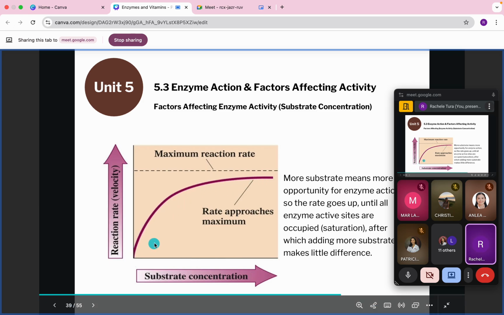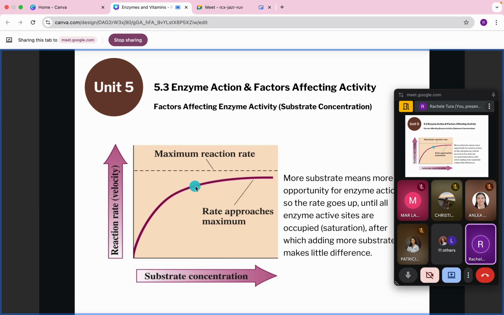That's why it's increasing. But there comes a point where the enzyme molecule is already busy, which means the active site is full. So no matter how much we add our substrate, the rate doesn't go up any further. There's just a small increase here, but as you can see, at some point it goes constant. This state is what we call, take note, saturation or enzyme saturation.